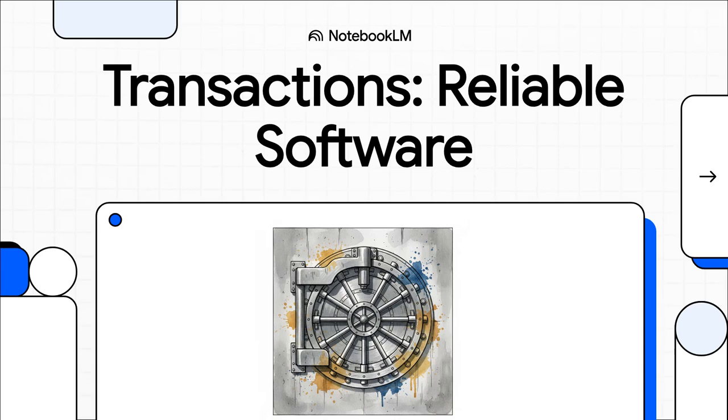Ever wondered how your banking app, or any complex software really, keeps your data safe, even when things go completely haywire? Well, the secret, for decades now, has been this incredibly powerful concept called a transaction. They are truly the unsung heroes of reliable software. So let's dive in and see exactly how they work.